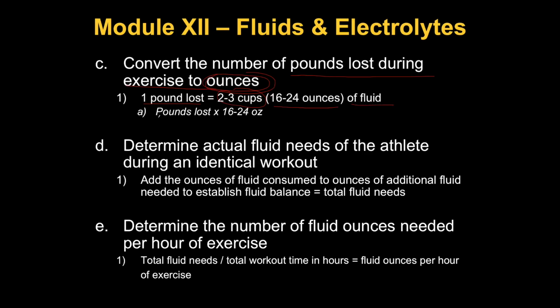So we take our pounds lost and multiply that by 16 to 24 ounces. I would do the whole range, the low range, 16 and 24. This way you have that broad range of fluid loss. Then you're going to determine the actual fluid needs of the athlete during an identical workout.